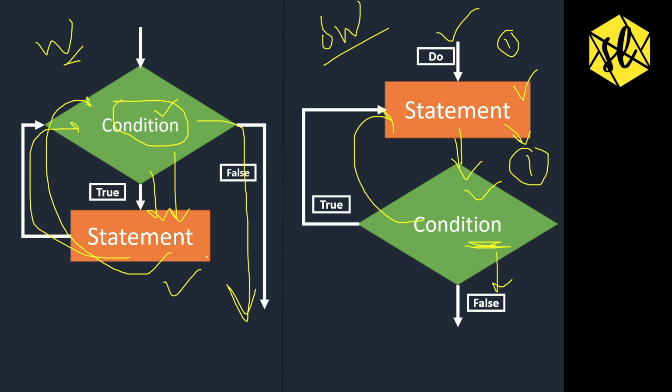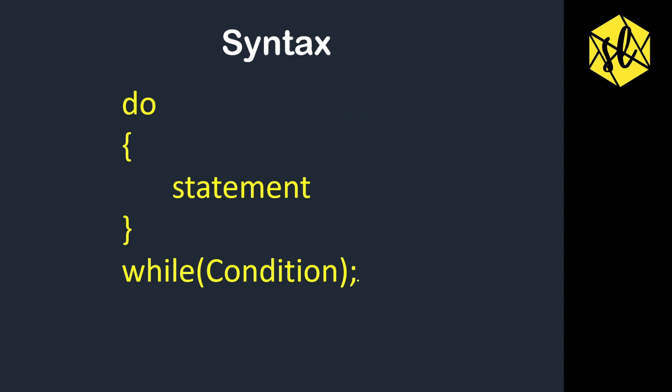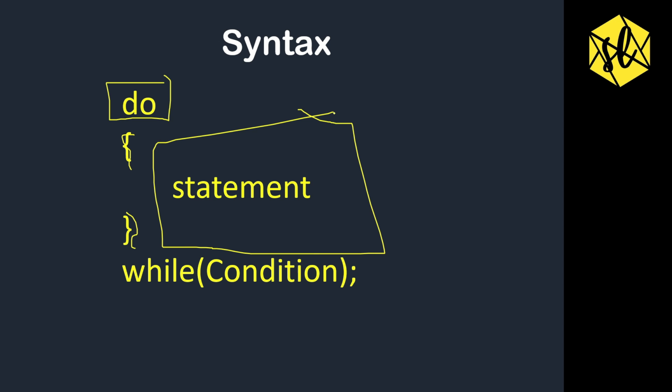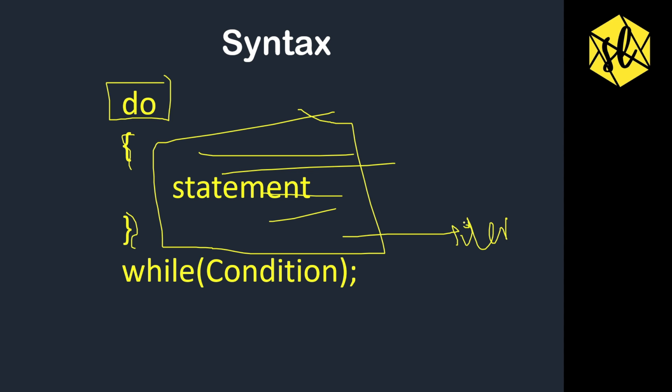So now let us move to the syntax of do while. It is very simple. First of all, we have a do. This is a keyword here. After that, this is a do block. Inside this do block, we have statements like print, printf, scanf, and many more, whatever we want to do. And in that only we have an iterator. This is important. We already know what an iterator is.